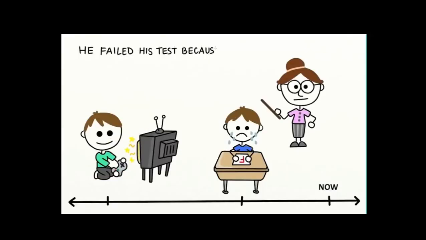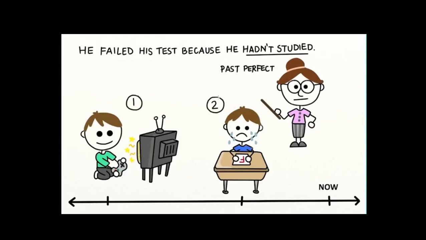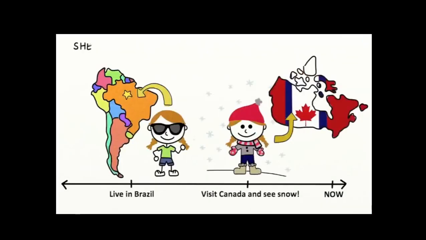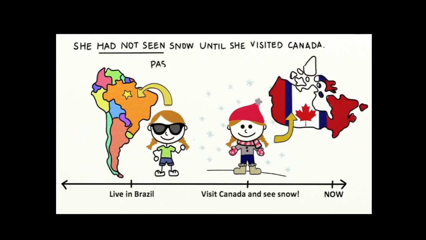He failed his test because he hadn't studied. Here we use the past perfect tense to describe the first action, he hadn't studied, and past simple for the second action. Another example. She hadn't seen snow until she visited Canada. Again, we used the past perfect to describe the first action, and the past simple to describe the second action.